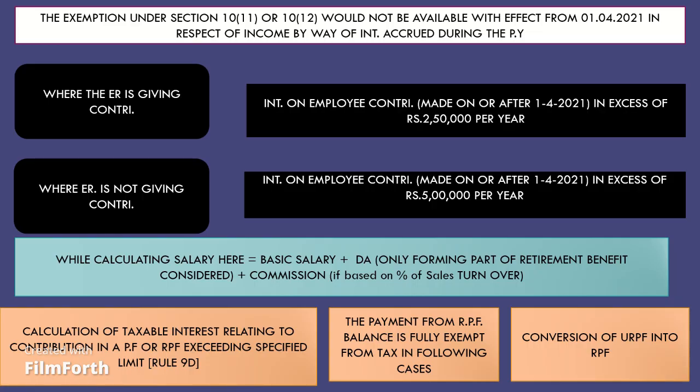Conversion of unrecognized provident fund into recognized provident fund. When an unrecognized provident fund gets converted into recognized provident fund, then the income that would have been taxed had the fund been recognized from the date of its institution would be taxed as the income of the employee during the previous year in which the fund gets such recognition. The amount not transferred to recognized provident fund and paid out of unrecognized provident fund will be taxable in the same manner as the lump sum payment from unrecognized provident fund is taxed.